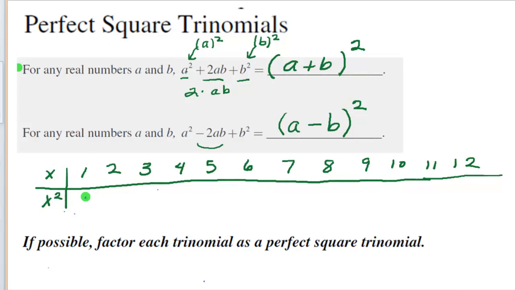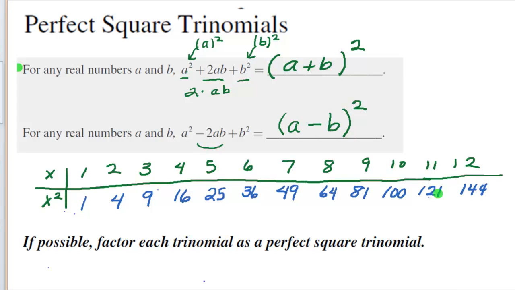Let's do that in a different color. So 1 times 1, 1 squared is 1. 2 times 2, 2 squared is 4. 3 times 3, 3 squared is 9. So you get the idea, right? 16 is 4 squared. 25 is 5 squared. 36 is 6 squared. 49 is 7 squared. 64 is 8 squared. 81 is 9 squared. 100 is 10 squared, 10 times 10. 121 is 11 squared, and 144 is 12 squared. So we're going to be looking for those squares.